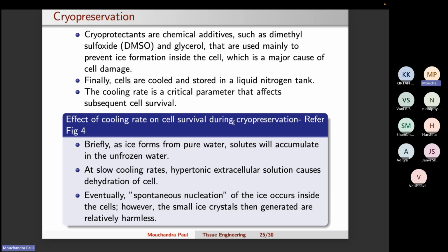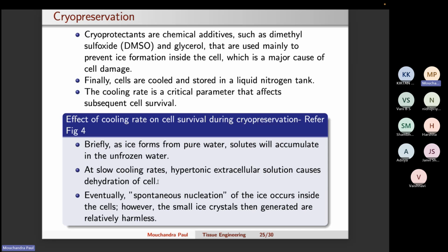So cooling rate dictates the cell survival during cryopreservation. How? What is the logic behind it? Let's briefly explain that. Ice will start forming as soon as you place the cells inside, say, a minus 80 degrees Celsius fridge or a liquid nitrogen tank. The ice forms from the pure water, and the solutes start accumulating in the unfrozen water, making the surrounding extracellular solution hypertonic.